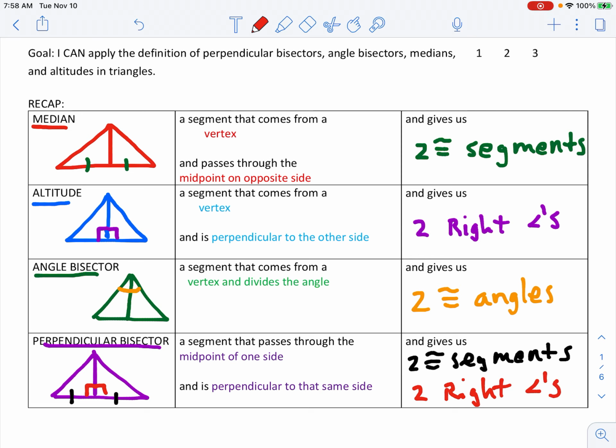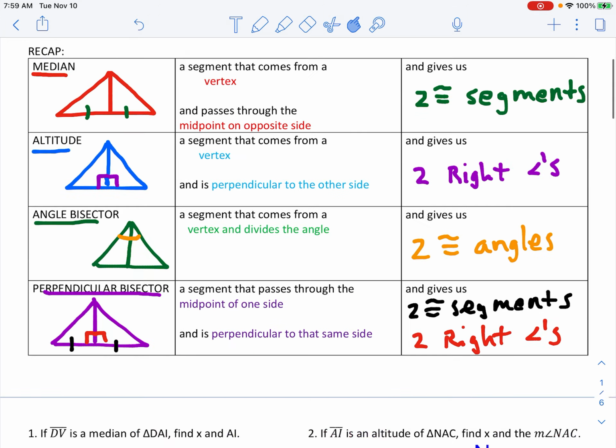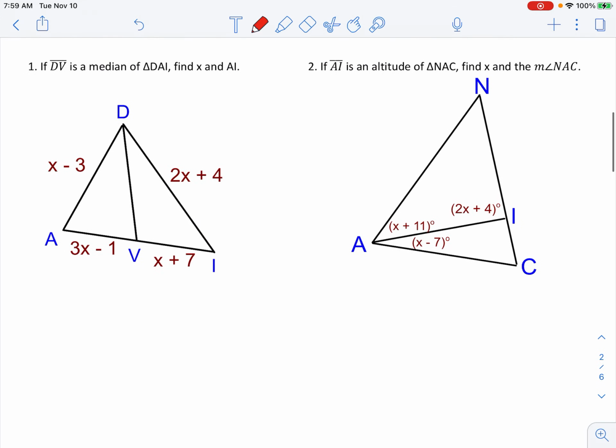All right, so let's move down and begin looking at how we solve these based on a keyword they give us. Again, notice the markings on the picture. We want to do that before we solve anything. All right, here we go. DV is a median. There's our keyword, median. A median we know is a segment that drops down and splits it into two congruent segments.